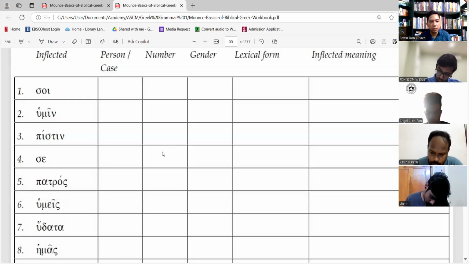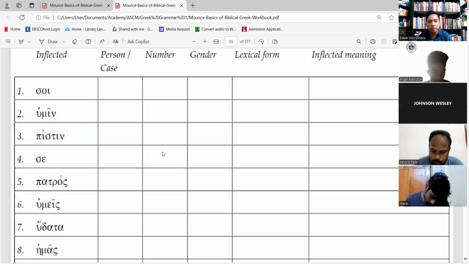Okay, patros is genitive. The lexical form is pater, okay? So it becomes patros in the genitive. Number is singular, gender is masculine. And then inflected is father of, or from father, because we add the prepositions.